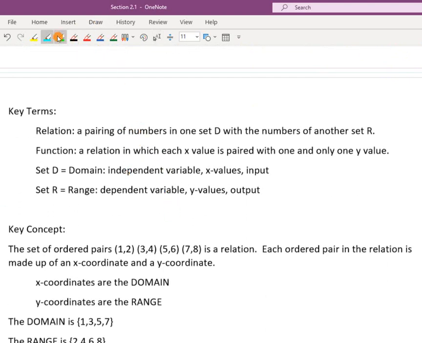Relations, just some vocabulary here. Relations are any set of ordered pairs, any grouping of X's and Y's. It's a pairing of numbers in one set D with numbers of another set R, D for domain, R for range. A function is a relation in which each X value is paired with one and only one Y value.